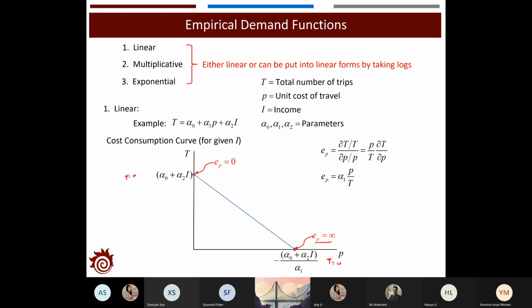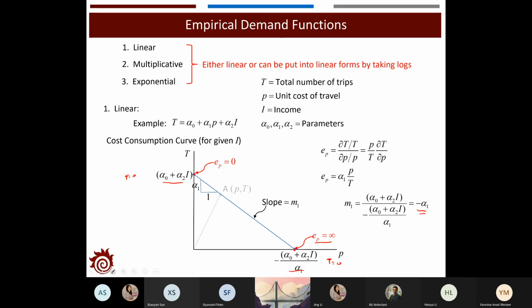And we can also find out where the point of elasticity equal to 1. Basically, for the linear equation, it's usually set as the midpoint of the line. To find this point, let's first start with the calculation of the slope of the line. For the slope of the line, it's also straightforward. If we check these two values, you can find the slope of the line is minus alpha 1 for this line.